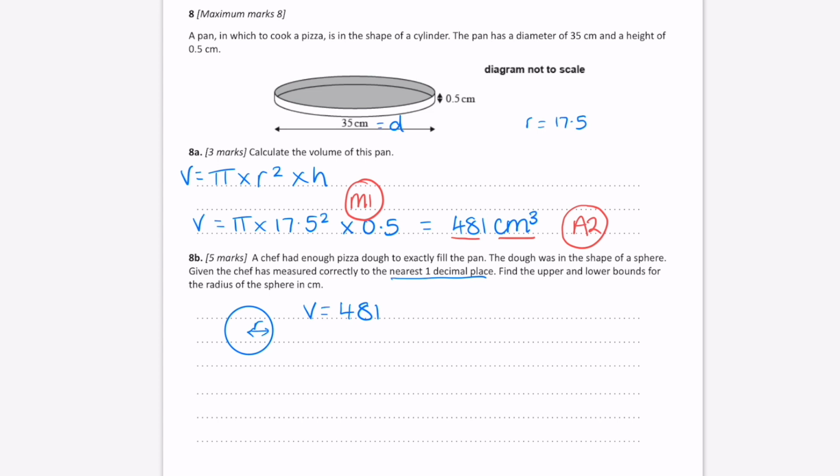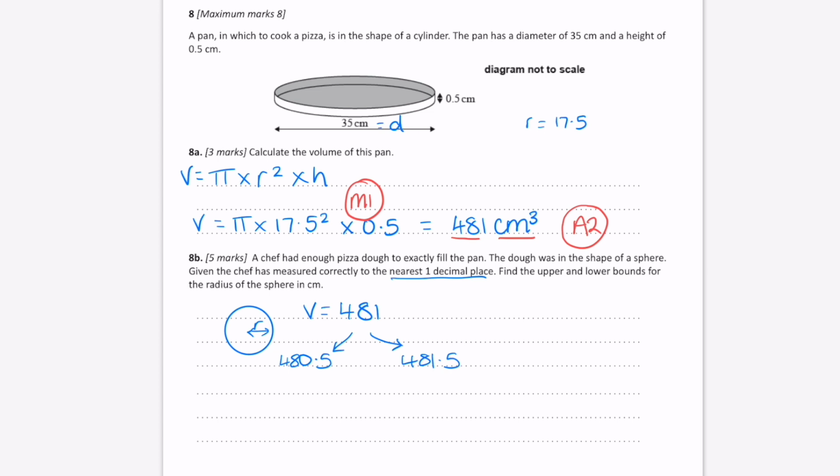So if it's 481 centimetres cubed, then that means that the upper and the lower bounds, if it's been rounded to 1 decimal place, are 480.5 as my lower bound and 481.5 as my upper bound. So they're the upper and lower bounds for my volume. So I now need to find the radius using those measurements.